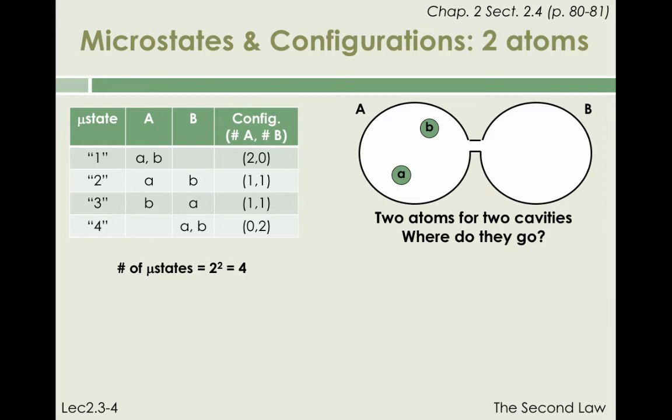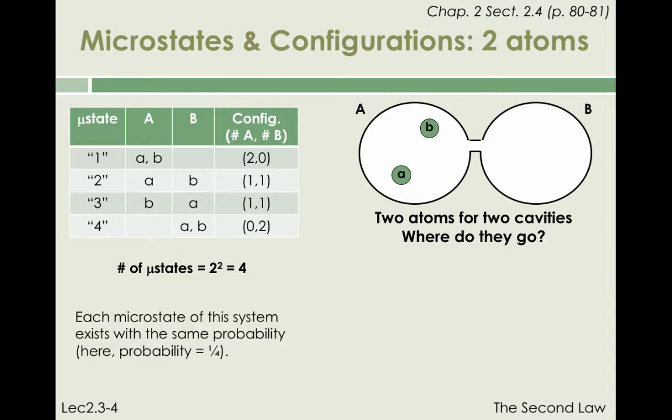Since the particles in an ideal gas do not interact with one another, there is no reason to believe that some microstates should be more likely than others. The probability for each microstate is therefore a quarter, or 25%. On the other hand, we see that configuration 1,1 is twice as frequent as either configuration 2,0 or 0,2.